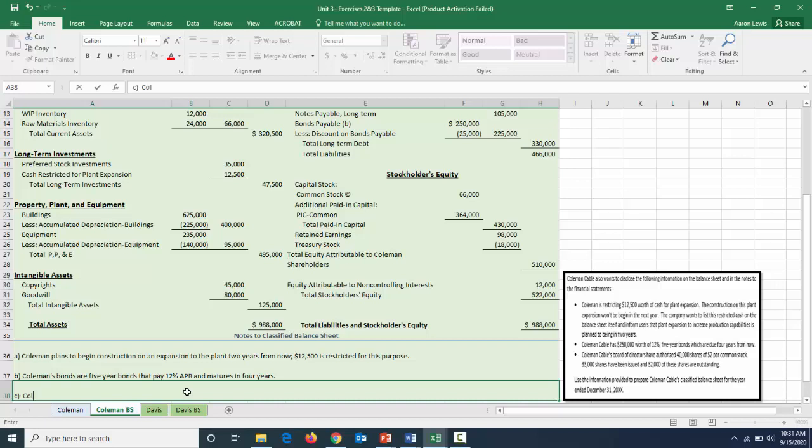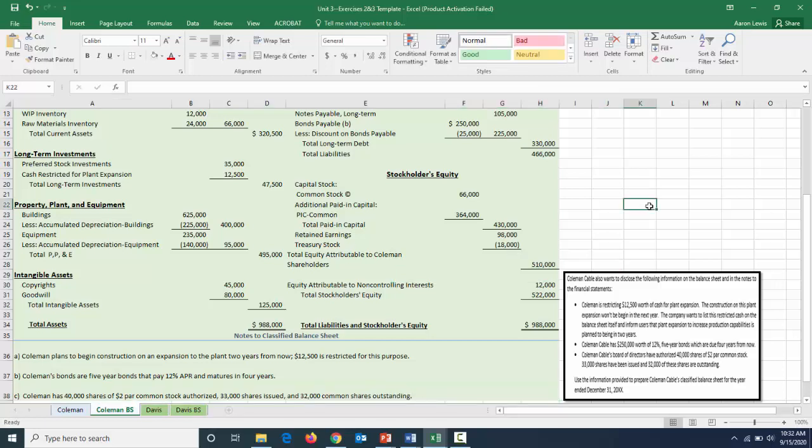So we're just going to say that Coleman has 40,000 shares of $2 par common stock authorized, 33,000 shares issued, and 32,000 common shares outstanding. And it gives a little more information to our investors. Again, in the real world, you're not going to have just 3 lines. You're going to have pages and pages of notes, but it's the concept that I want for right now.